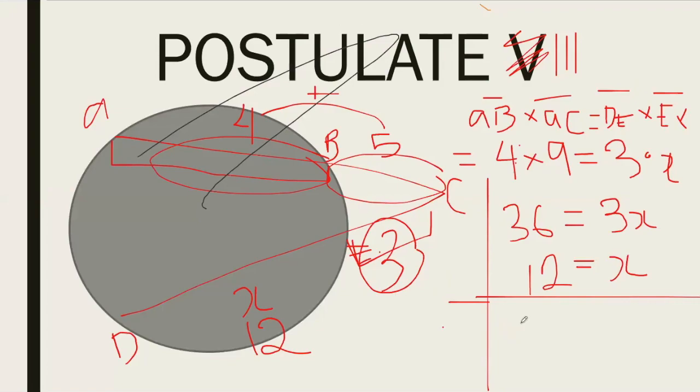Okay, so 4 times 5. 4 times yung buong segment. So, that's 9. Good. Ignore ito. Don't mind that. Yes. So, equals to 36 yun. Equals to 3 lang.